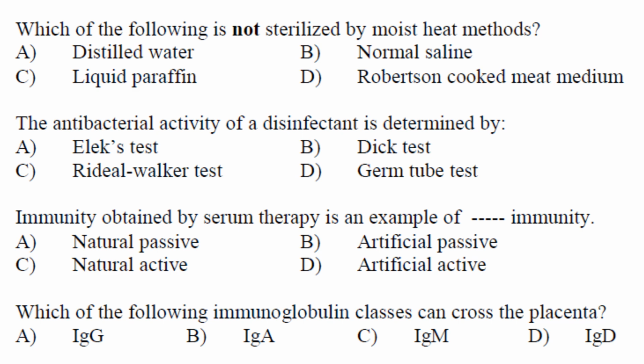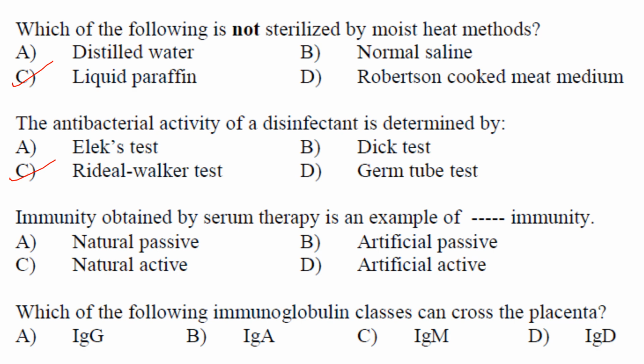Next one. Which of the following is not sterilized by moist heat methods? It is liquid paraffin. This is because moist heat cannot penetrate liquid paraffin. So it requires alternate sterilization methodology such as dry heat sterilization, filtration, or chemical sterilization. So answer is C. Then the antibacterial activity of a disinfectant is determined by the Rideal-Walker test. Answer is option C, also known as phenol coefficient test.